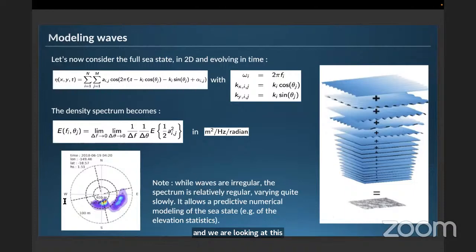And what is interesting here, you have a representation on the bottom of a typical wave spectrum. You have azimuth, so a direction, and in the radial direction, you have a wavelength at this moment. And you can see that while waves are very irregular and very short, the wave spectrum has nice numerical properties: it's relatively regular and is varying quite slowly. So this is much easier to model in a numerical model of the sea state.